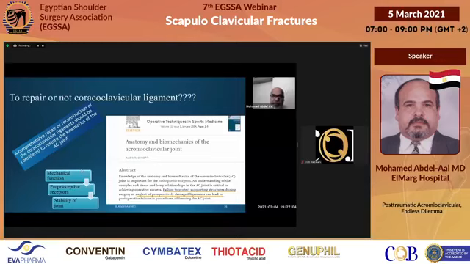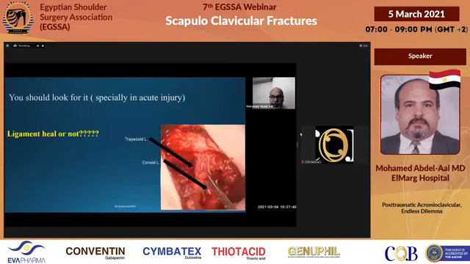Also, repairing the coracoclavicular ligament, should we repair it or not? To repair it and leave it as it is. There is a comprehensive article talking about repair or reconstruction of the coracoclavicular ligament, and it should be considered to restore the kinematics of the acromioclavicular joint regarding the mechanical function, it has the proprioceptive function, and regarding the stability of the joint. So it is preferable to repair the coracoclavicular and search for it and repair it.